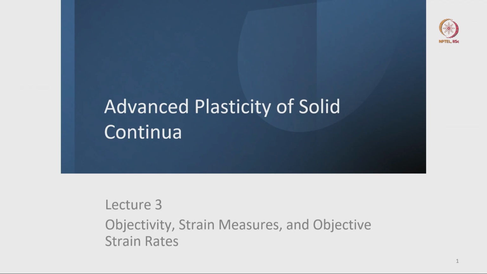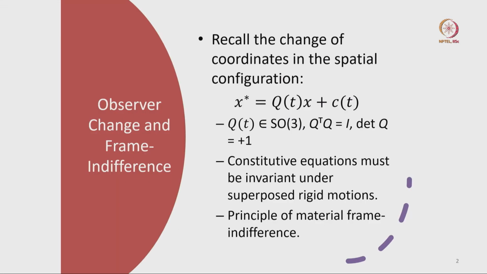So in this lecture we will be continuing to talk about the strain measures. Specifically we will talk about the objectivity of strains, the frame indifference aspects, and also we will be talking of the time rates of strain rates, which are very important in plasticity especially. And we will see if strain rates are also objective.